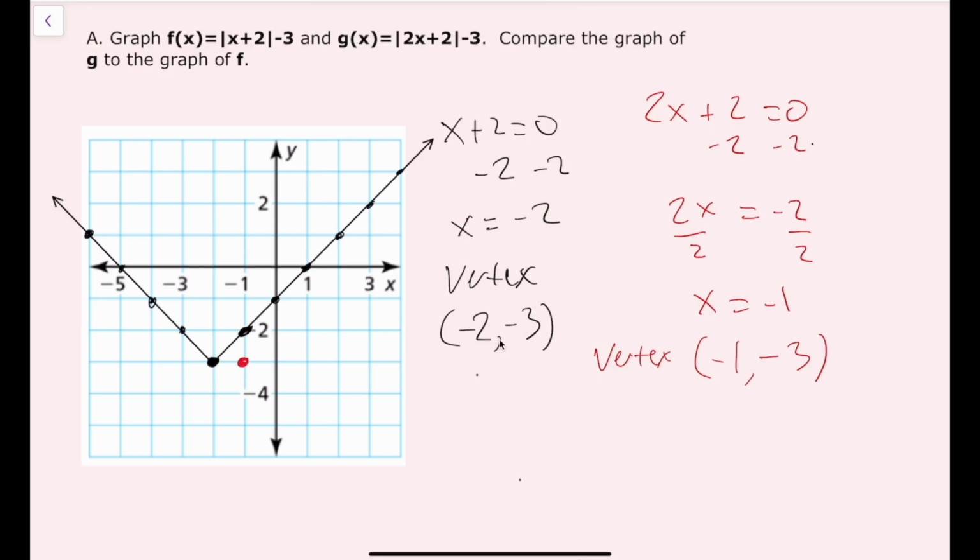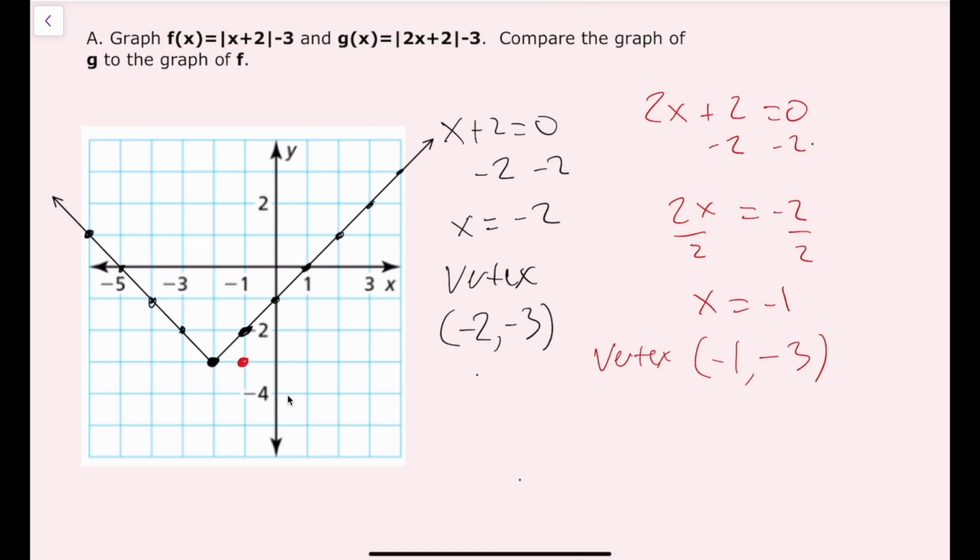So now I need to figure out, okay, well, what is being multiplied by x? And in this case, it actually doesn't matter if it's on the inside or the outside. If there's two numbers, we're going to end up multiplying them together. So I have a 2 being multiplied by x. So that means that my slope now is no longer going to be 1 over 1 and 1 over negative 1. It's going to be 2 over 1 and 2 over negative 1.